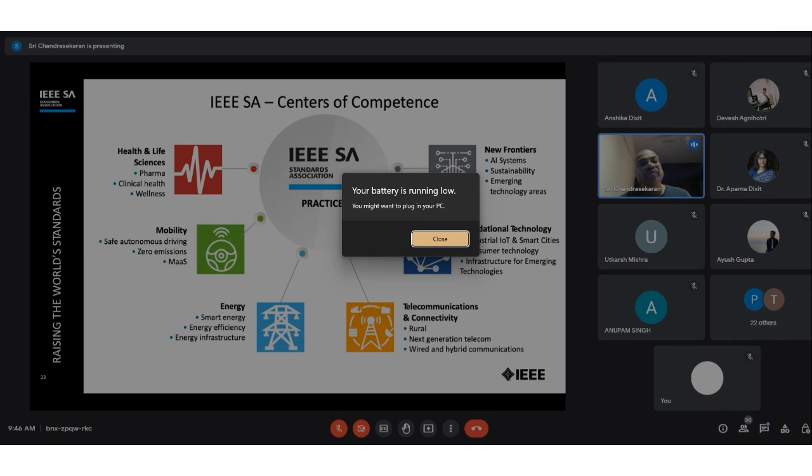So the healthcare and life sciences practice is led by Maria. Mobility is led by Dr. Grant from Europe. Energy and telecom are led from the US. I lead the foundational technology one, and then we have the new frontiers, which looks at emerging areas such as sustainability, gaming, metaverse, things like that.